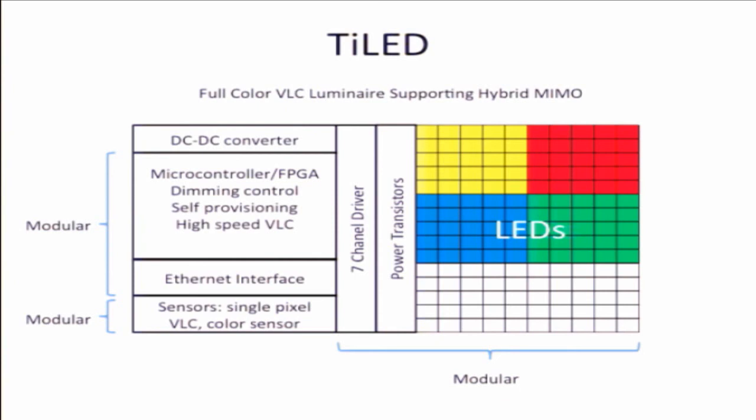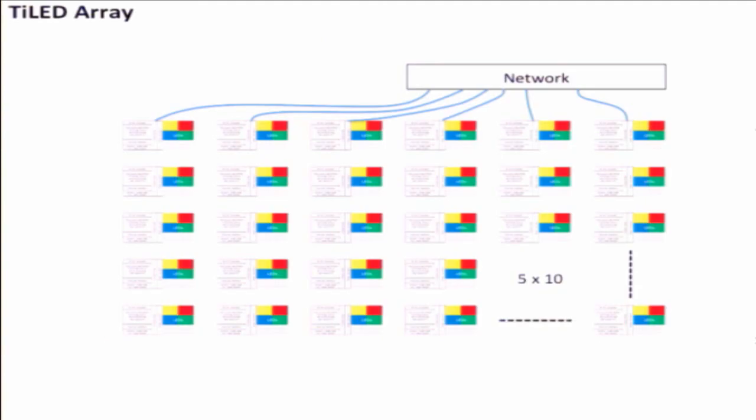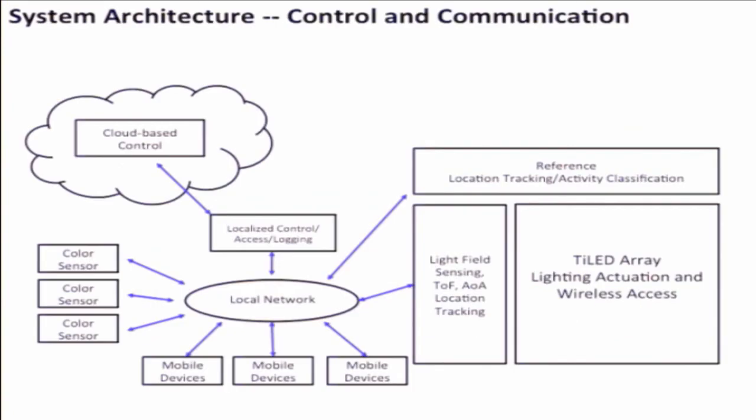This is a picture that captures the functional components of the tile device. Optical front end, it's modular, some control electronics, right now these FPGAs, Ethernet interface, and then sensors, things that might support the activity recognition in the space to improve the mission of delivering light. And then you start to stack these up, and you can get what you have out in the next room. It's an array with a lot of network connections. And then a control architecture where a lot of different things come together in terms of the sensing, the actuation, the activity classification, and then interfacing with mobile devices and connecting to cloud-based services.